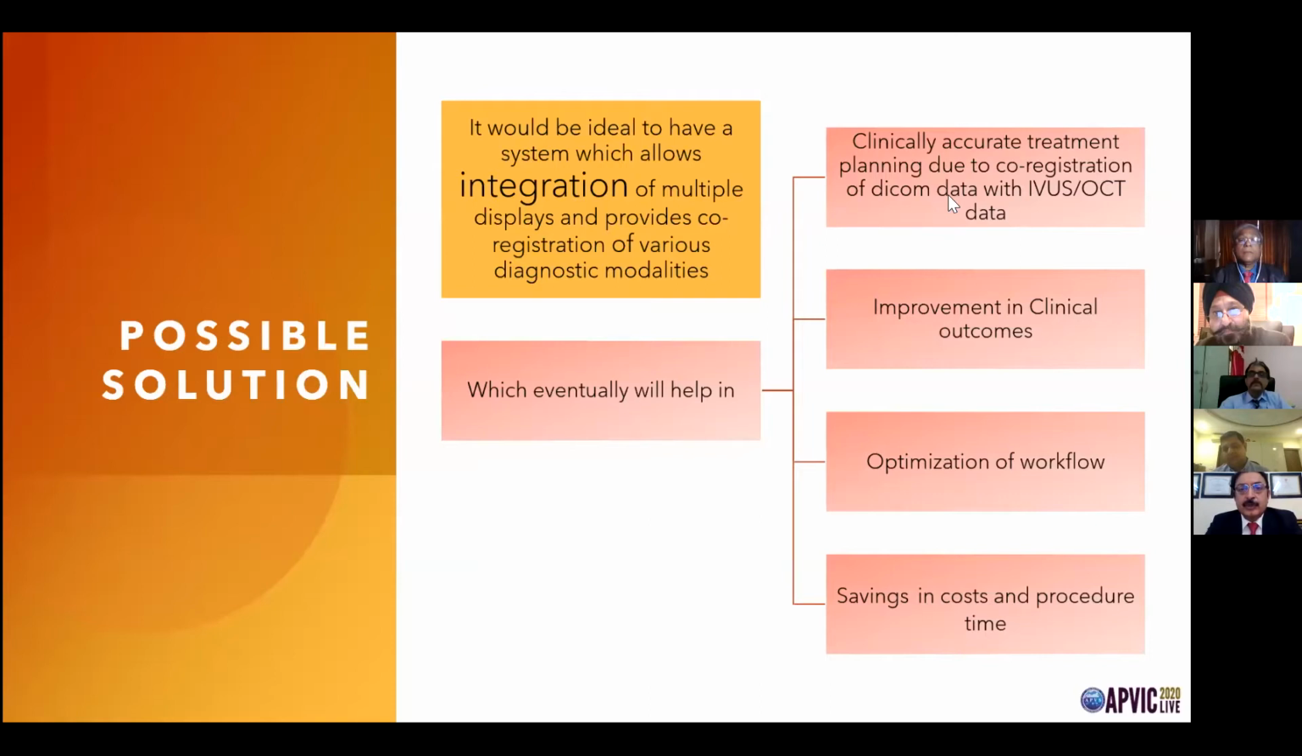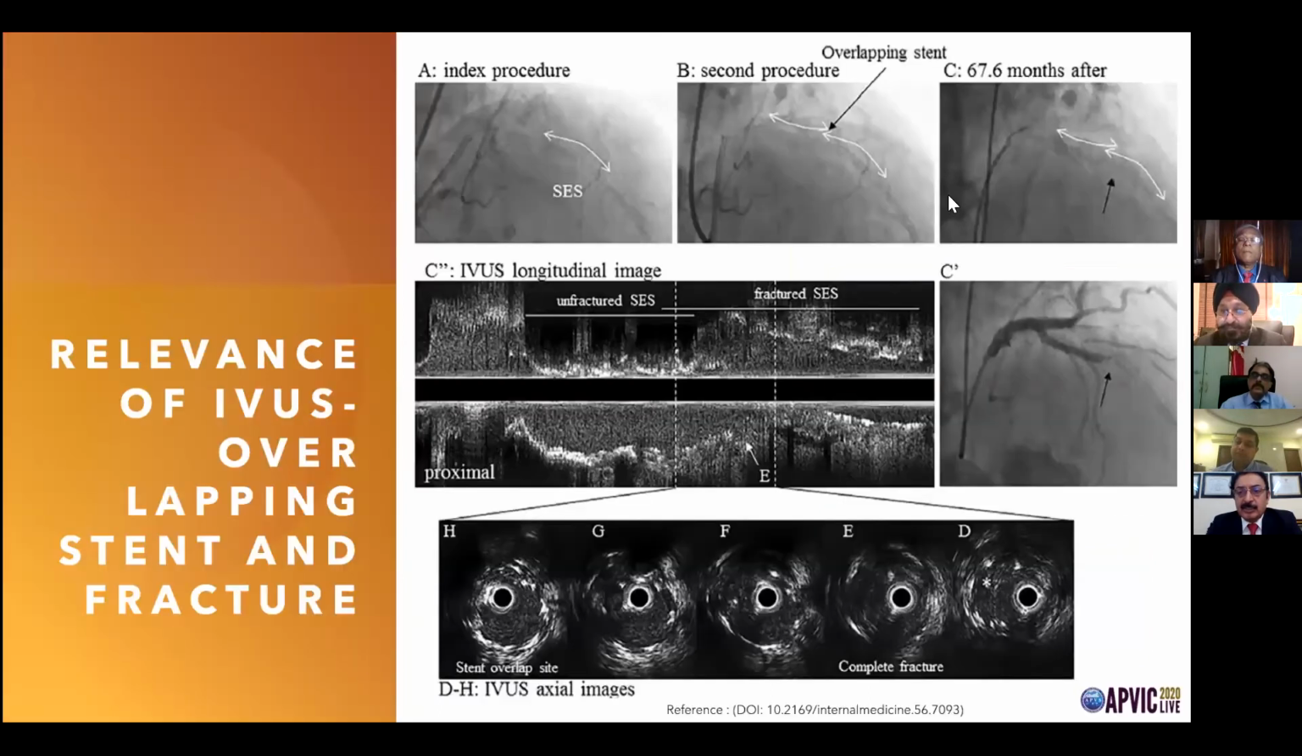So it would be ideal to have a system which allows integration of multiple displays and provides co-registration of various diagnostic modalities. And this is the most required need as of today. And this will eventually help in clinically accurate treatment planning due to co-registration of DICOM data with IVUS and OCT, improvement in the clinical outcomes, optimization of workflow, and saving in cost and procedure time.